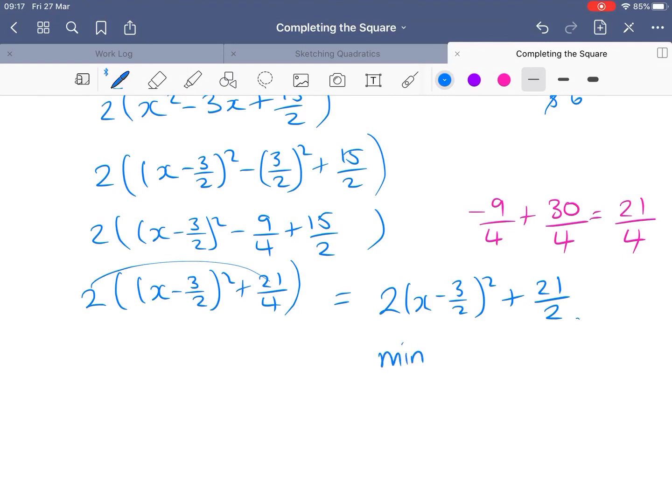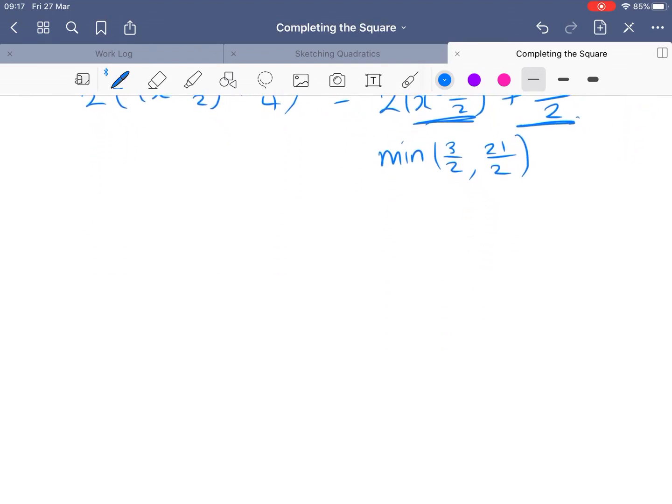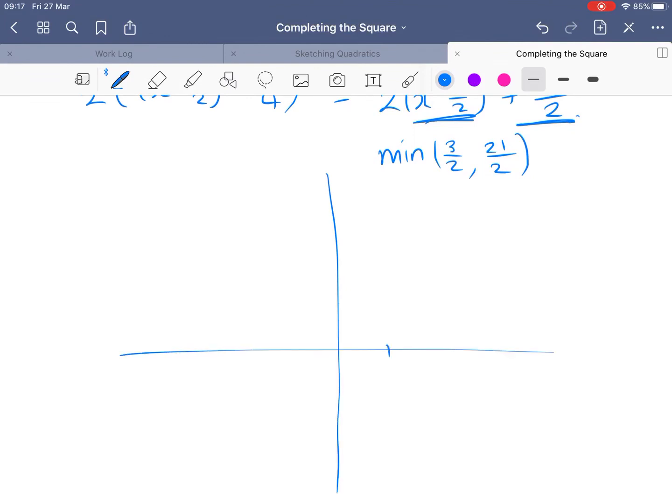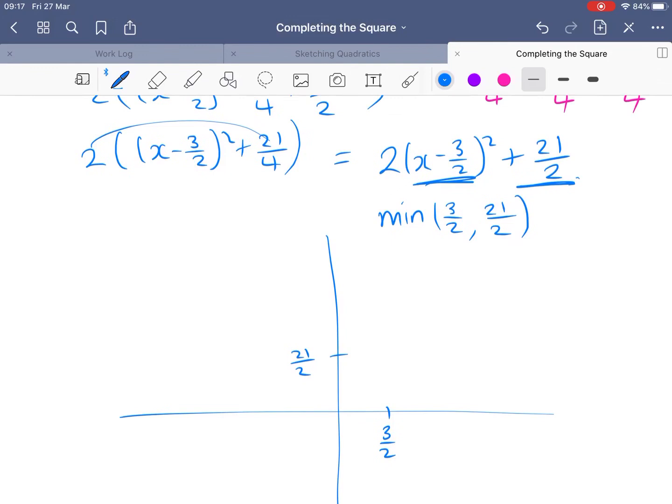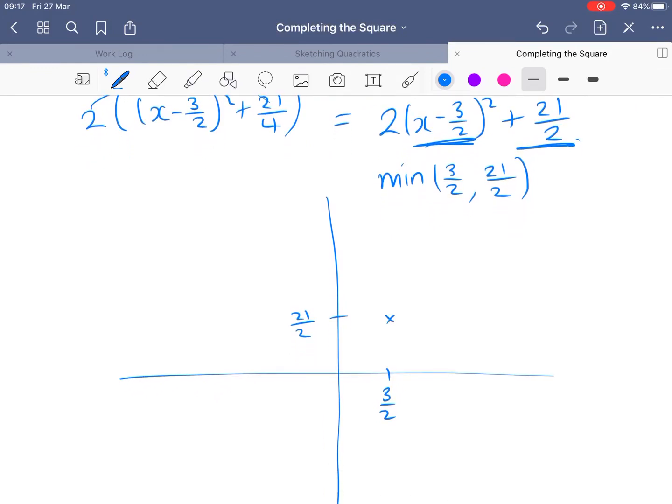So my minimum point is when this is 0, so it's when x is 3 over 2. My minimum point is here, which is 21 over 2. So let's draw my sketch. Got my minimum point at 3 over 2 and 21 over 2. Where did it cross the y-axis again? It crossed the y-axis at 15. Well, 21 over 2 is 10.5, so I'm going to put 15 about there. And so I end up with a quadratic that looks like that. Okay, everyone, have a go at the worksheet that's in Edmodo, please.